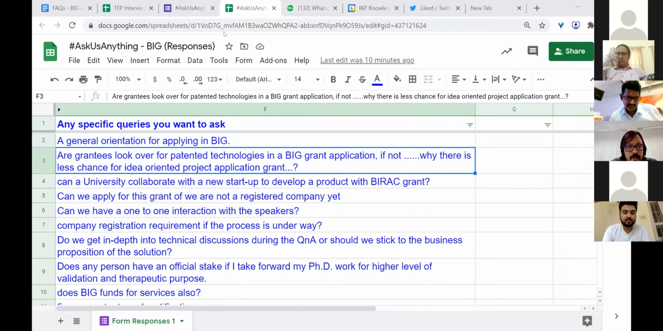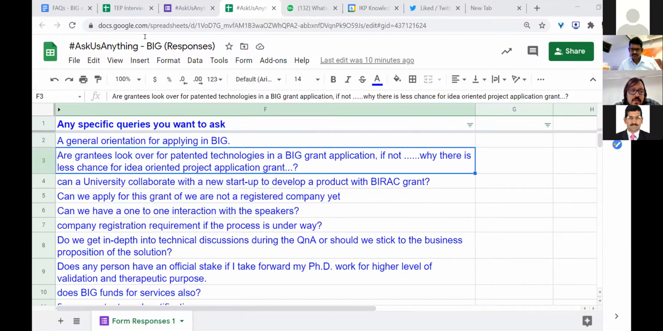Yes, sir. Sir, I have an idea. It's in the medical field, but it requires machine learning, and I don't have any basics in machine learning. So what to do? Will you support him? Yes, we will support you, but you have to bring your team members who have expertise in machine learning. We cannot bring the team for you. You have to choose your team.